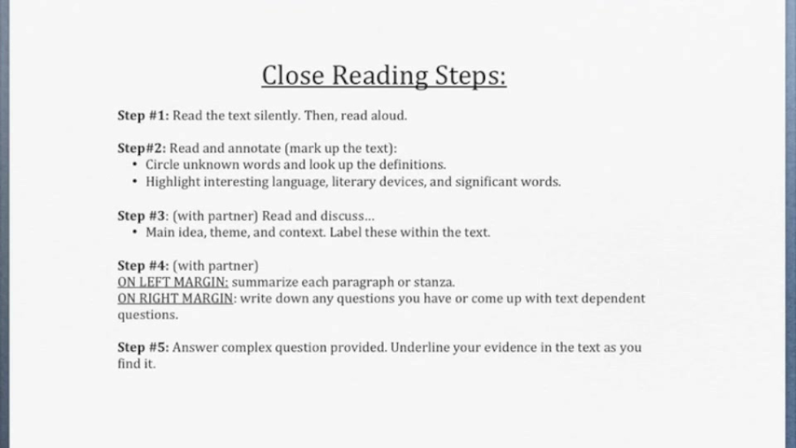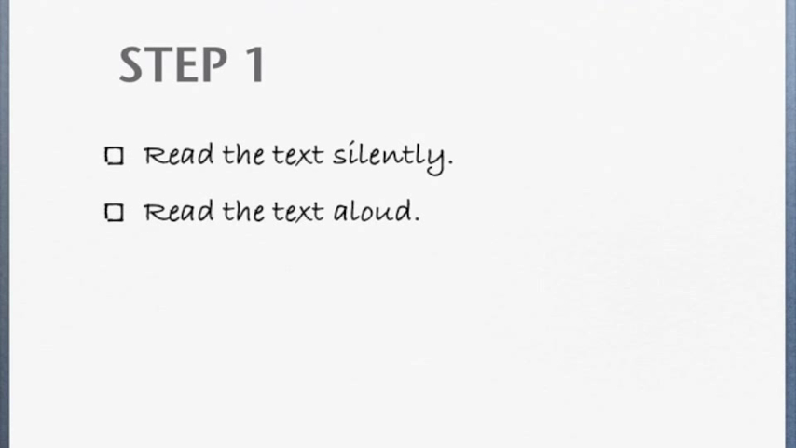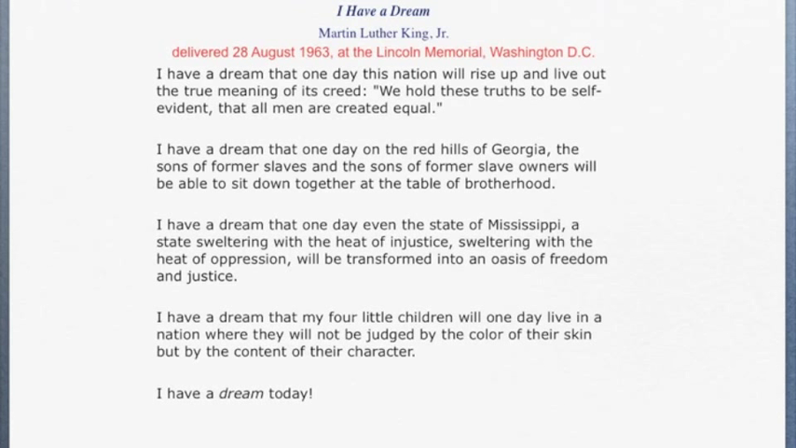And finally, step number 5, you're going to answer the complex question that I have provided you with, and you're going to underline your evidence in the text as you find it. So let's start with step number 1. First part is to read the text silently, and then you're going to read it aloud. So let's take a look at the text.